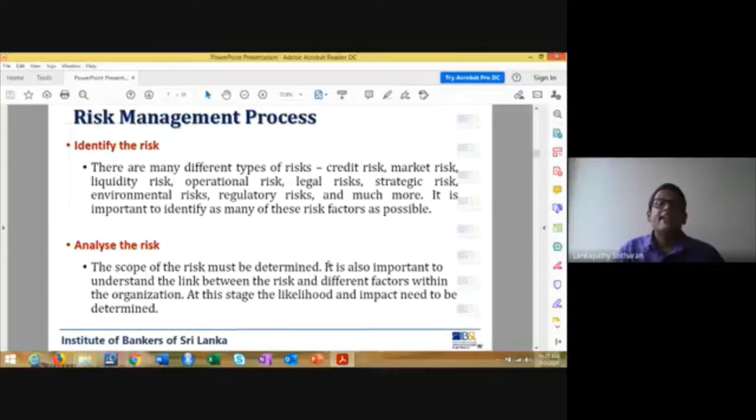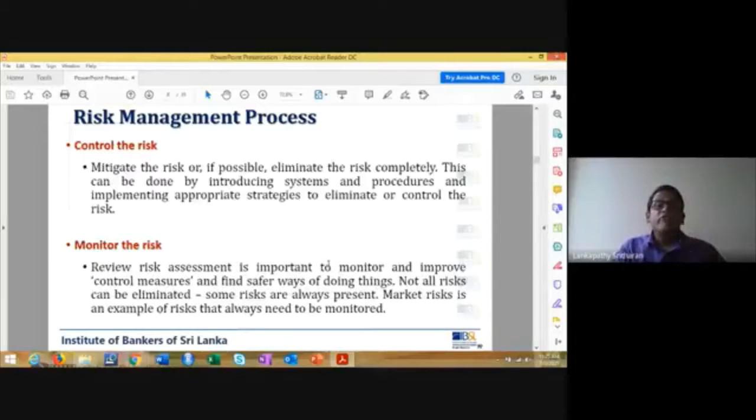That is called analyzing the risk, and then controlling the risk. Mitigate the risk, and if possible, eliminate it completely, because theoretically there is a possibility of elimination, but in practice eliminating the risk is a very remote, very rare chance. We can't eliminate the risk, but we generally have to mitigate it. That's what I say: if possible eliminate, but it's a very rare chance. And this can be done by introducing systems and procedures and implementing appropriate strategies to eliminate and control the risk.